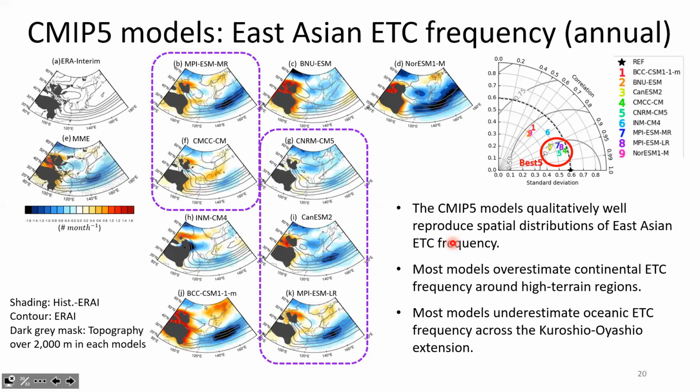This is the simulated East Asian cyclone frequency in CMIP5 models. Contour shows East Asian cyclone frequency in each model, and shading is model biases. Overall, the CMIP5 models qualitatively well reproduce the spatial distribution of East Asian cyclone frequency.